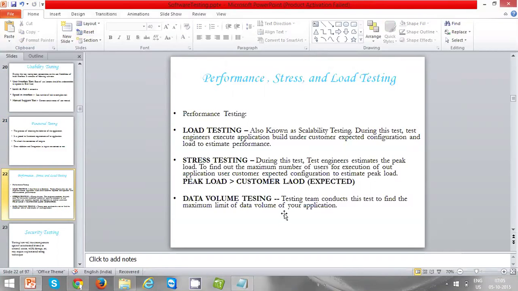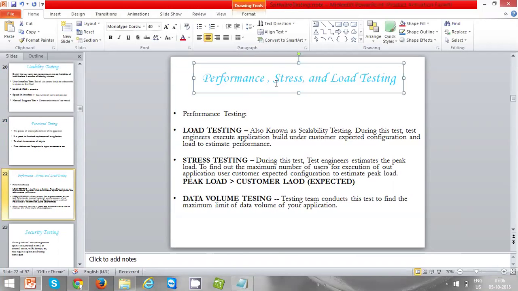Okay, so we already know all these things. So one is performance, stress, and load testing.